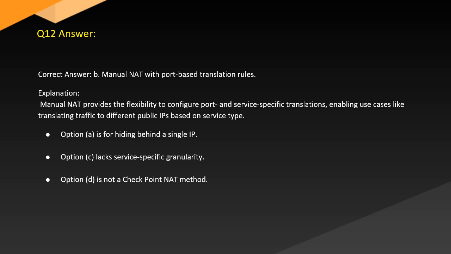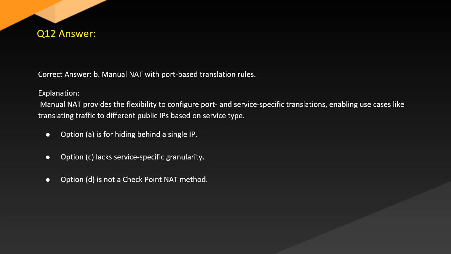Answer. Correct answer B. Manual NAT with port-based translation rules. Explanation. Manual NAT provides the flexibility to configure port and service-specific translations, enabling use cases like translating traffic to different public IPs based on service type.